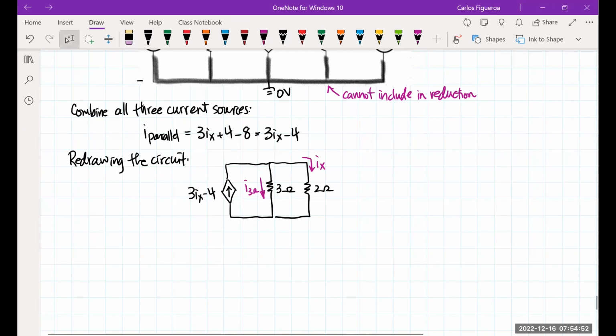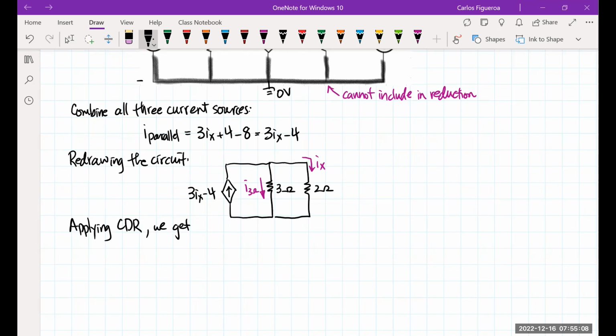Because this is a parallel circuit, I'm going to apply the current divider rule. Applying current divider rule, we get that I3 is going to be the opposite resistance divided by the sum. So I get 2 over 3 plus 2, times the current source, which is 3ix minus 4.